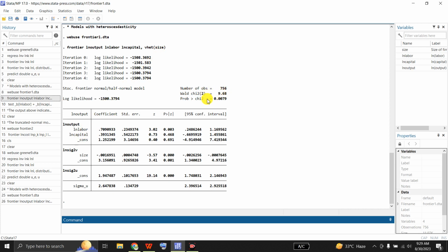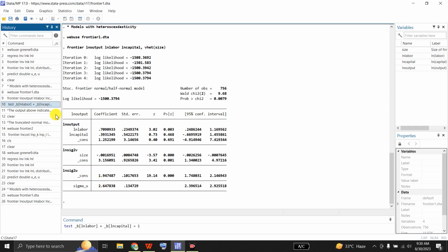This is the chi-square, and this is its p-value, highly significant. This is the coefficient for the log transformed labor, which is equal to 0.709, and this is the coefficient for log transformed capital. The capital coefficient is not significant, whereas the coefficient for the log transformed labor is significant. This is how log sigma square v depends upon the size of the firm, and there is a negative sign. There is a natural log of sigma square u for the consumption, and we have sigma u here.